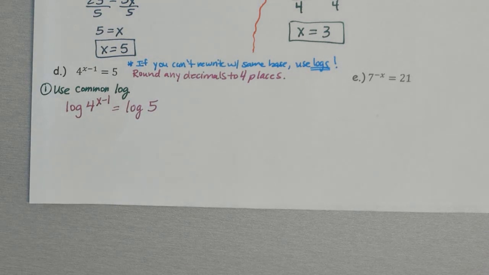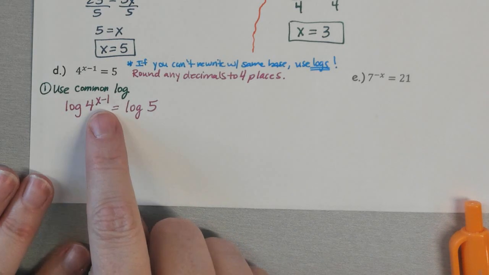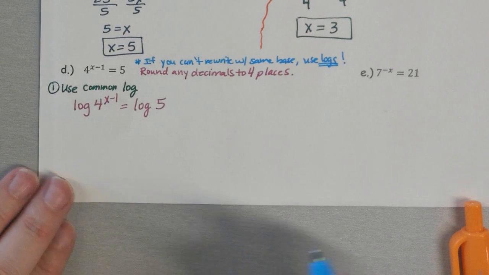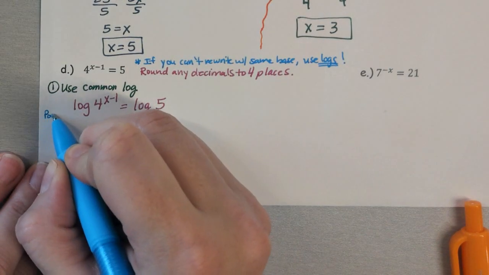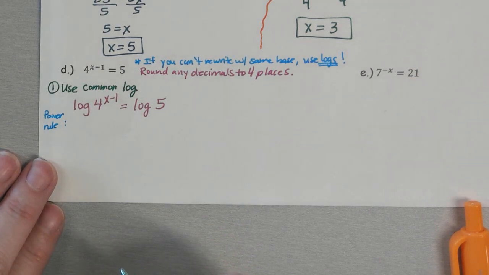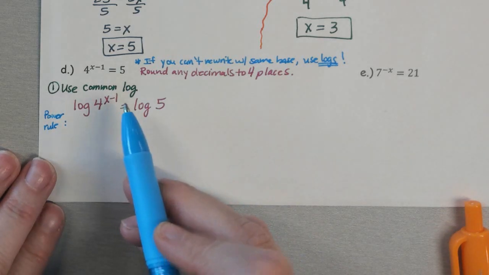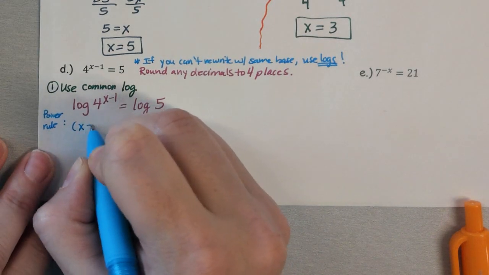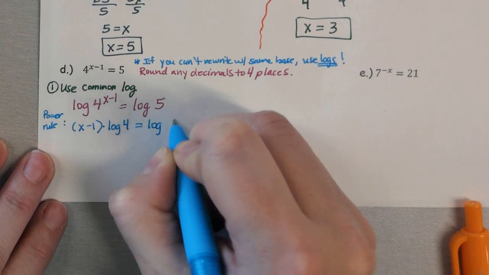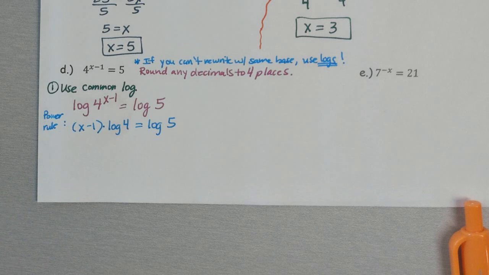Now, based on what we learned yesterday, we learned about this power rule, where if you had an exponent, where could the exponent go? Using the power rule. Where does it go? Yeah, multiplies where? In the front. So this would be x minus 1 times the log of 4 equals the log of 5. Absolutely.